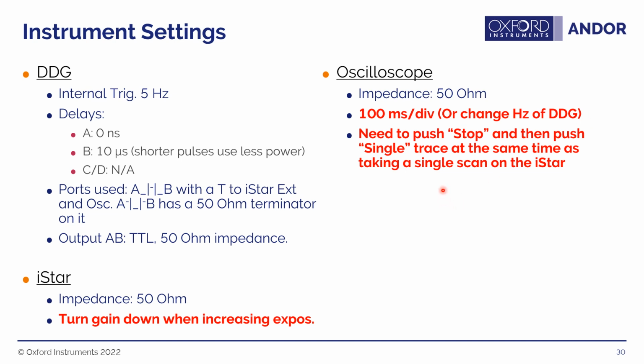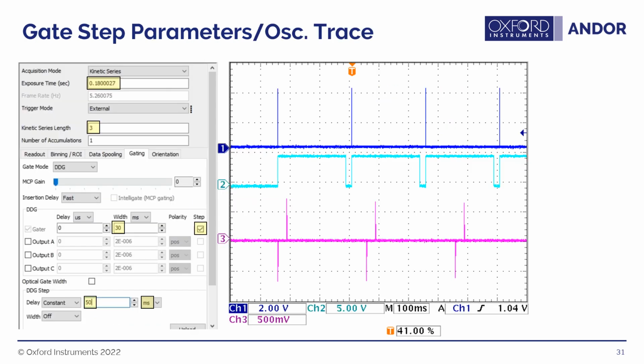In this case, because we want to visualize a few of these in a row and troubleshoot what's happening, I found that I needed to push stop on my oscilloscope so that it's only ready to take one acquisition at a time. I would then push the single trace button on the particular oscilloscope I was using, and then I would push both the single trace and the take single acquisition in Solis at the exact same time to make sure they both started at the same time.